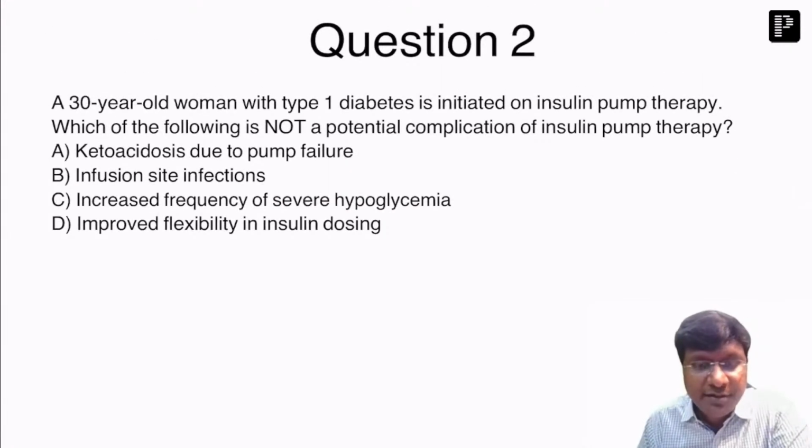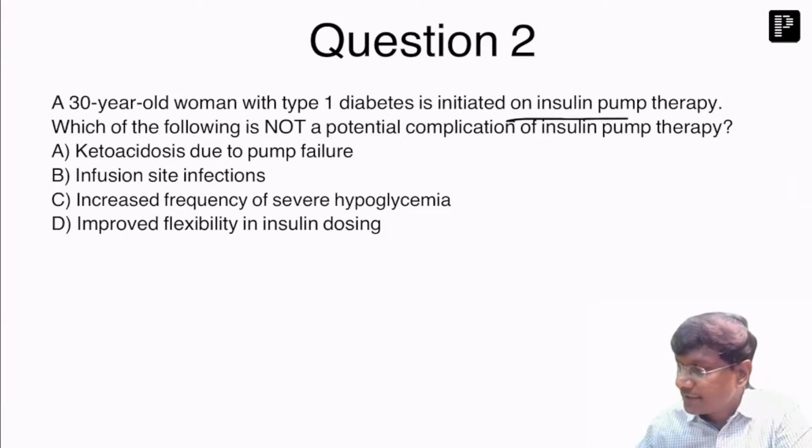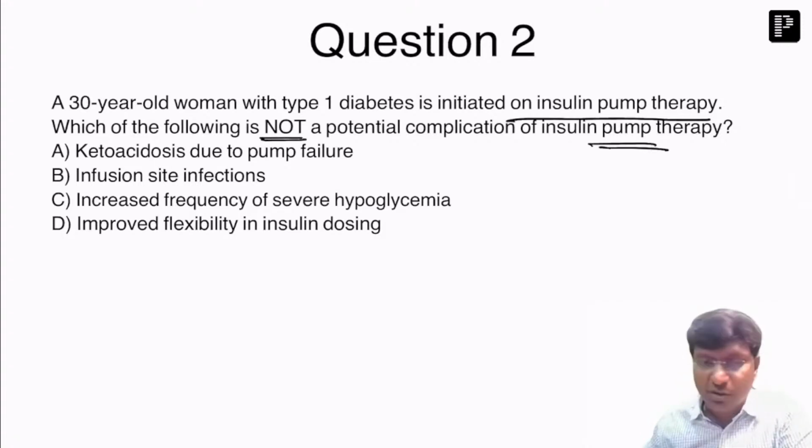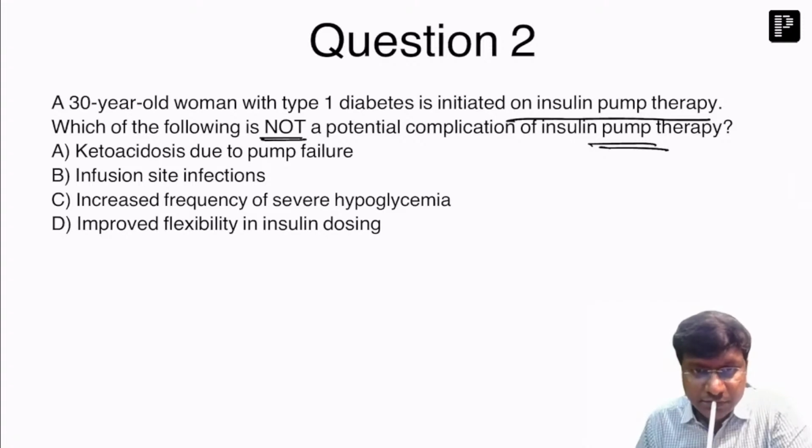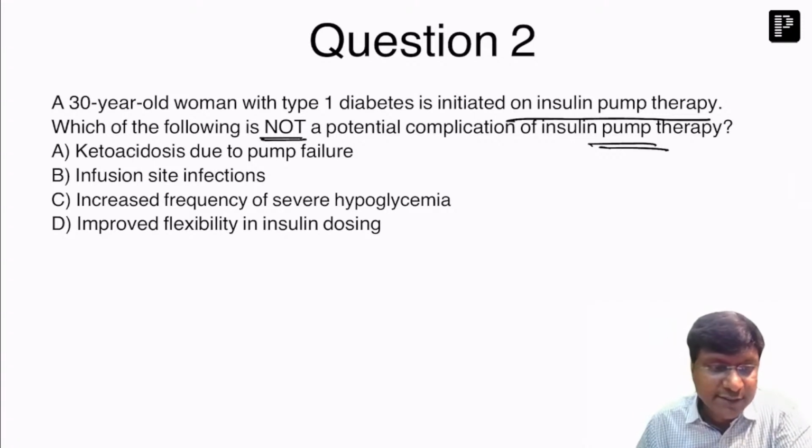A 30-year-old woman with type 1 diabetes mellitus, the patient is initiated on the insulin pump therapy. Which of the following is not a potential complication of the insulin pump therapy? Diabetic ketoacidosis, infusion site infection, increased frequency of severe hypoglycemia, then improved flexibility in insulin dosing.